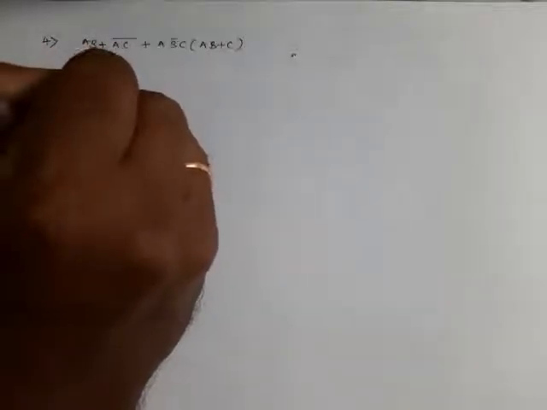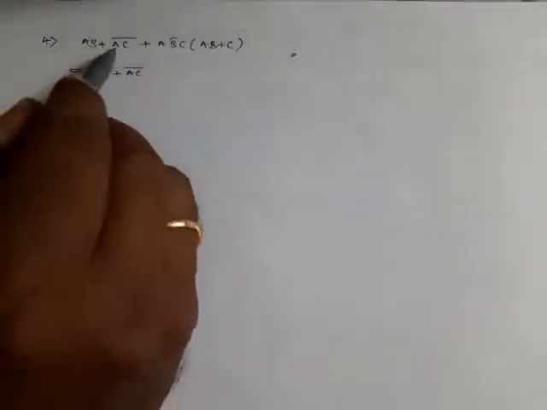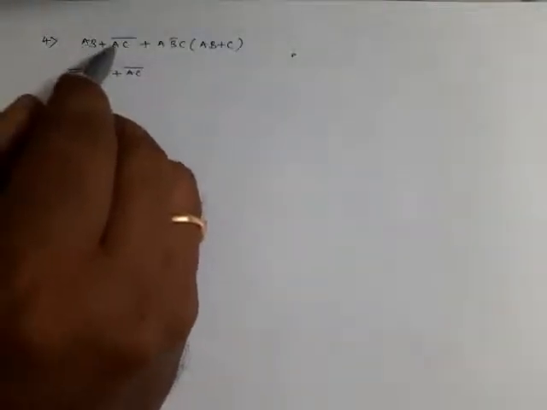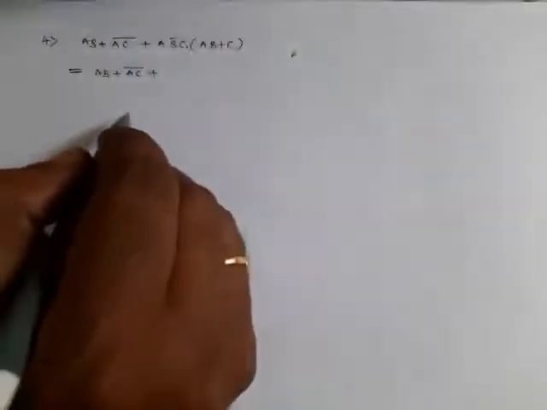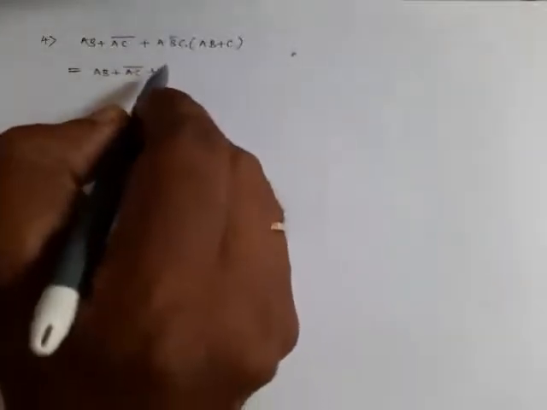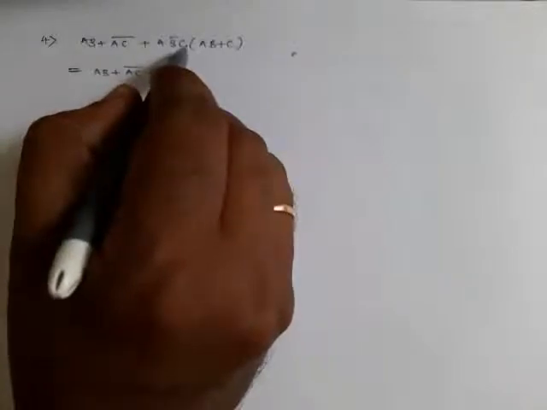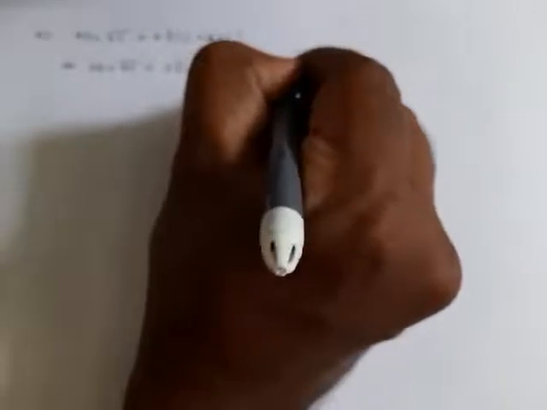AB and AC bar. Here we cannot take A in common because it is A bar C, a singleton, and so it is written as it is, and here is the AND operation. So we will use the distributive law and distribute this AND over OR. So then this becomes A bar C dot AB plus A bar C dot C.